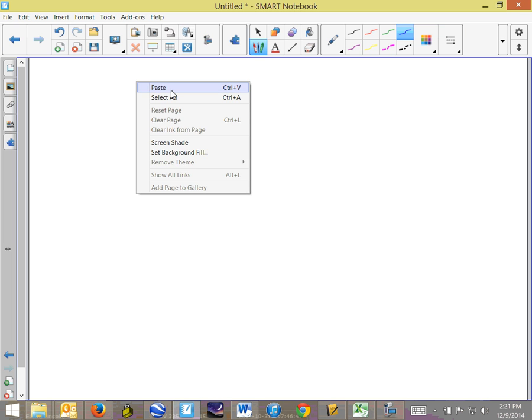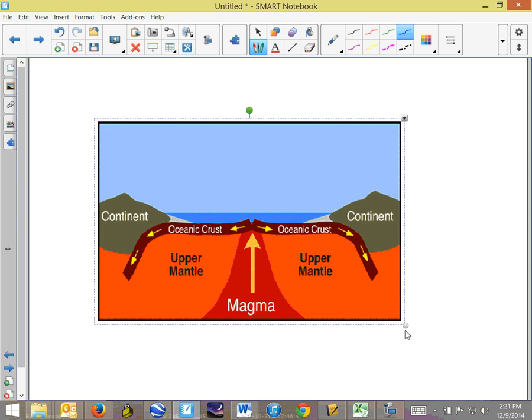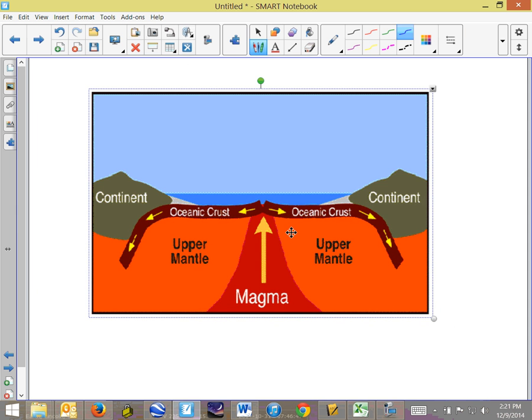So let's take a look at this picture right here. It does a great job of showing what we're talking about. Again, here's our magma being pushed up. Okay, going to push these plates apart.